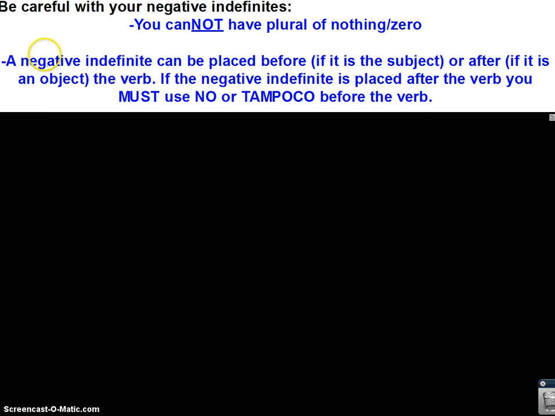More information, a negative indefinite can be placed before or after the verb. It'll be placed before the verb if it's the subject. It'll be placed after the verb if it's an object, like a direct object. But if the negative indefinite is placed after the verb, you must use no or tampoco before the verb.